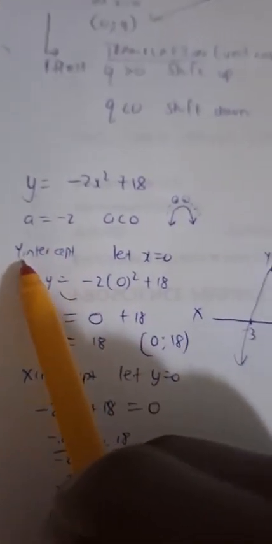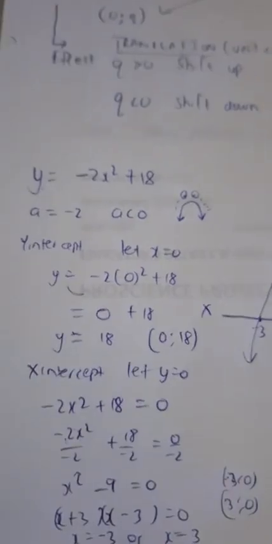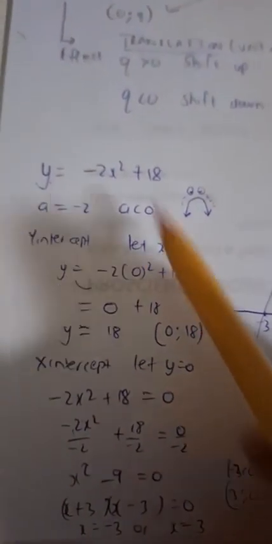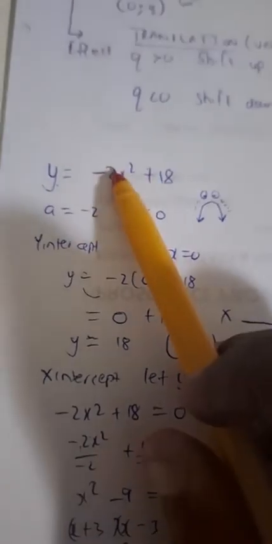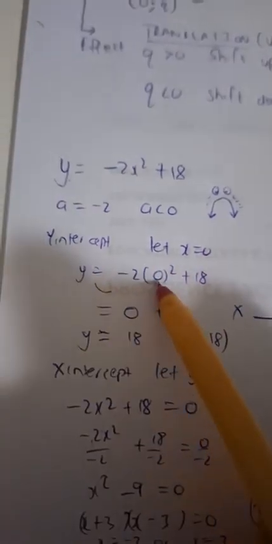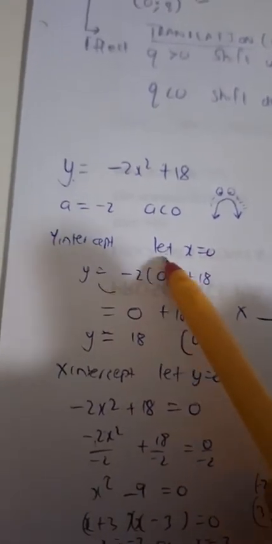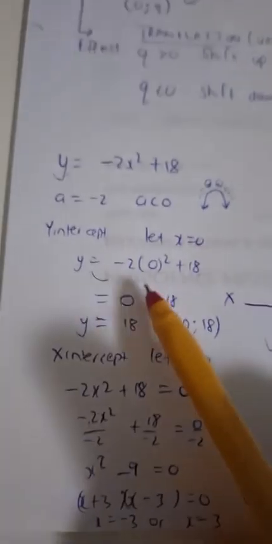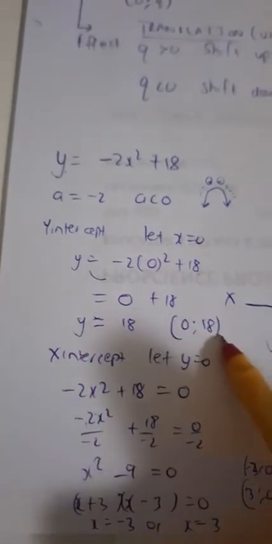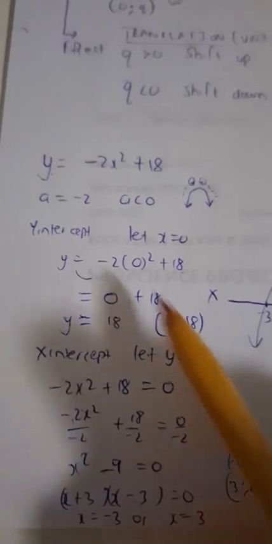Then we need to find the y-intercept. When we find the y-intercept, what do we do, guys? We let x be equal to 0. Substitute 0 in the place of x. y is equal to -2 into 0, the whole thing squared, plus 18. We solve and get y is equal to positive 18. Then we write our coordinates. So the y-intercept, this is where the graph cuts the y-axis, is (0; 18).